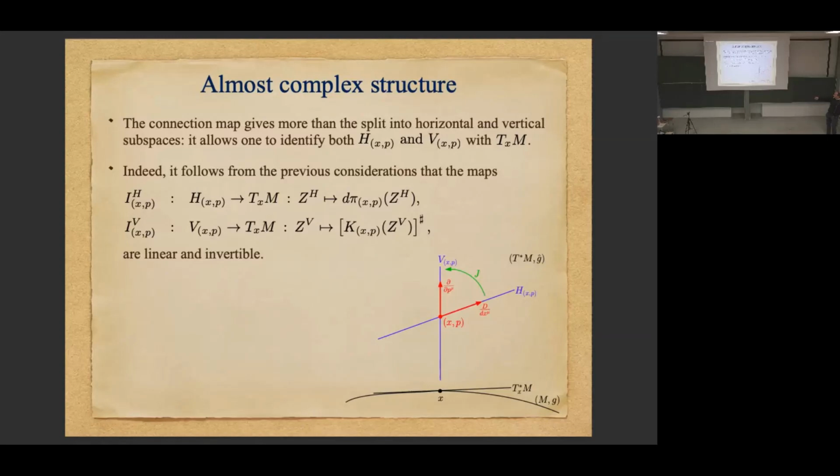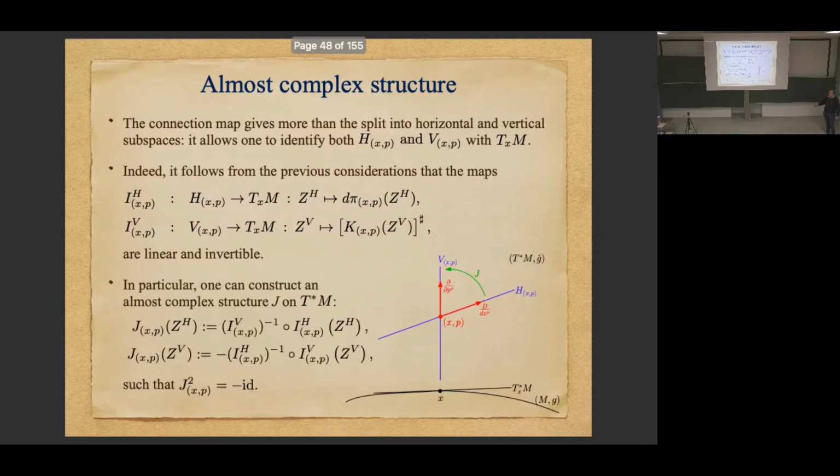And vice versa, you can define this vertical map IV, which takes vertical vectors to tangent vectors at X. And here you use the connection map to do this projection, and then you convert the covector into a vector with the inverse metric. So you raise the index if you want, and that gives you a vector here. Okay, so these are linear and invertible. And now that allows you to define what is called an almost complex structure. So you can think of it as like a rotation in this tangent space. So you rotate horizontal vectors into vertical vectors.